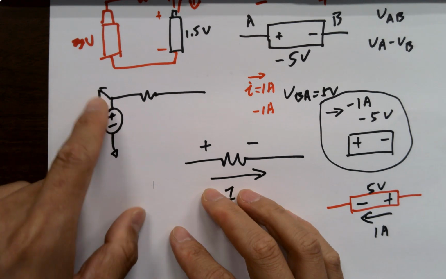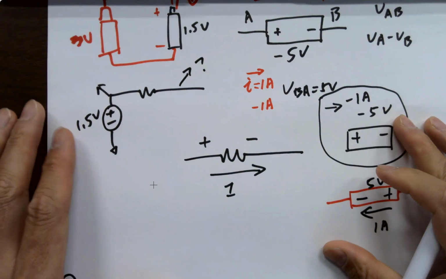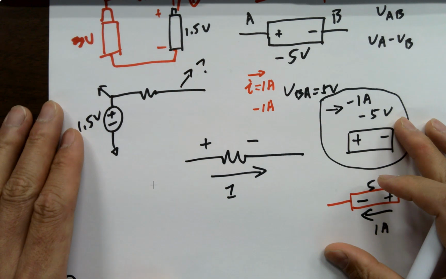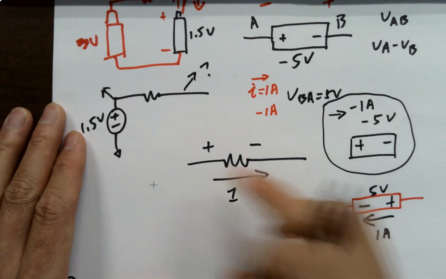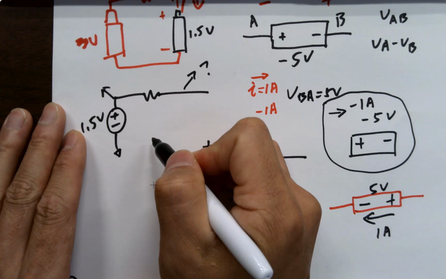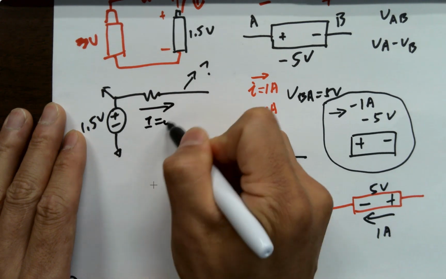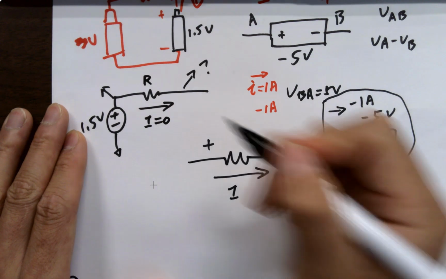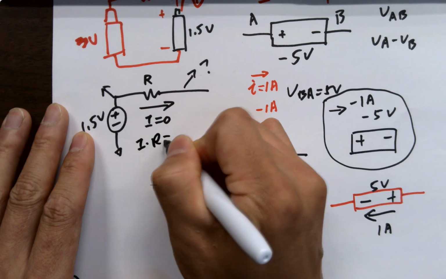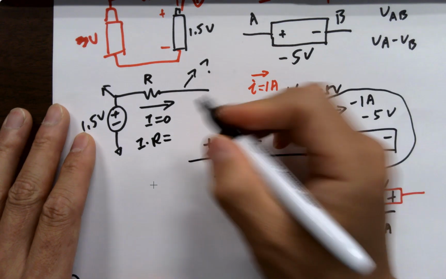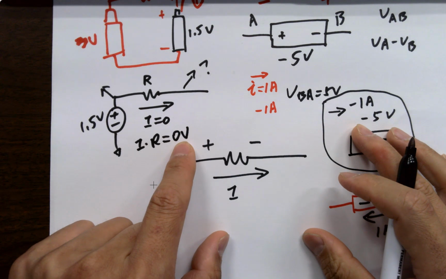Okay, so the voltage here is 1.5 volts. So what's the voltage here though? Why? There's no change. No change. Yeah, both of you are right, because I didn't close the circuit. So what's the current here? 0. And assuming this is R, it doesn't matter what R is. So I times R will be 0 volts. So what does 0 volts mean here?